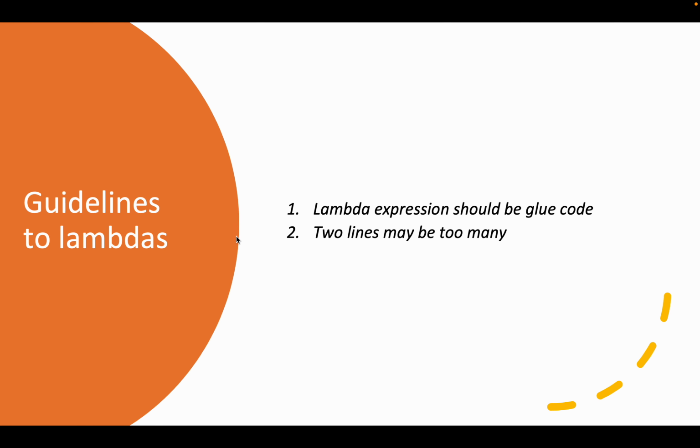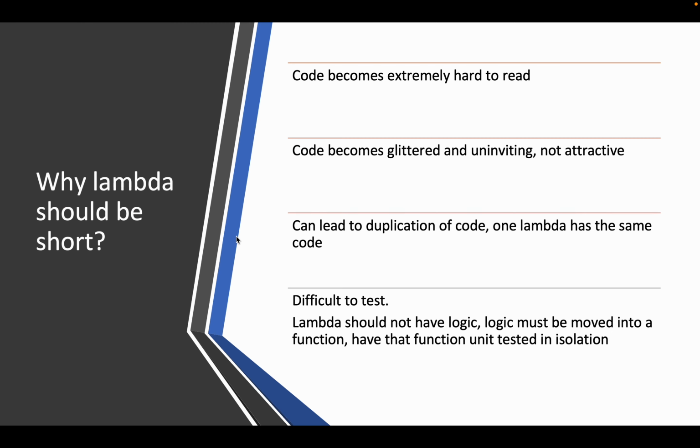Then what are the guidelines for implementing lambdas? A lambda expression must be glue code. Two lines may be too many. That's the guideline. A lambda must not be more than two lines. They say two lines may be too many. It's a recommendation. And you must just glue code together, and we'll see why that is important.